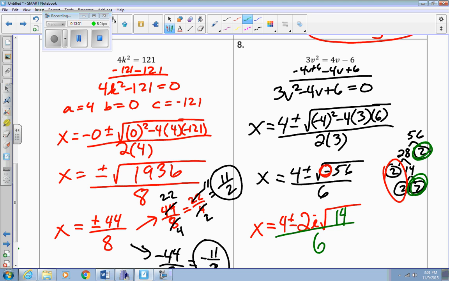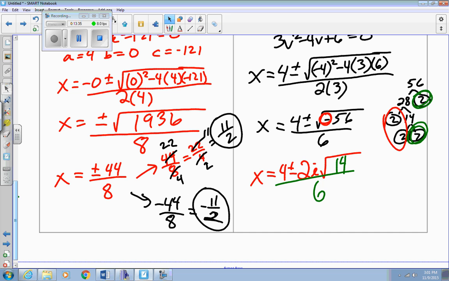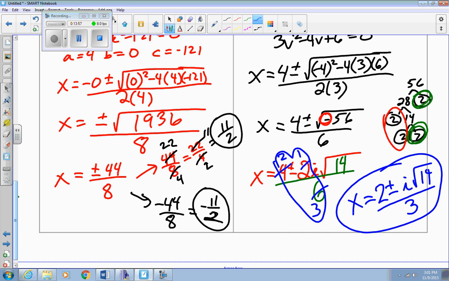Simplify this. That's an ugly looking fraction, but 4, 2, and 6 are all divisible by 2. So divide by 2, divide by 2, and divide by 2. So you have x equals 2 plus or minus 1 times i, which is i, square root of 14 over 3. Moving on.